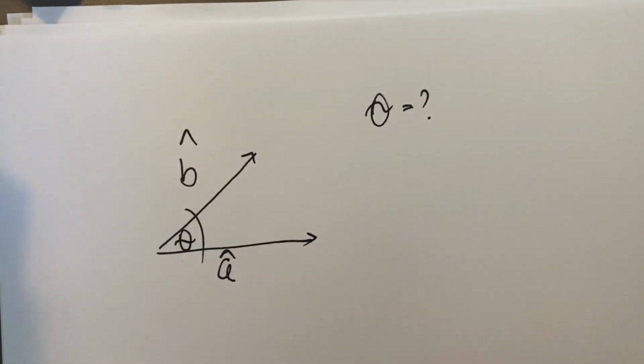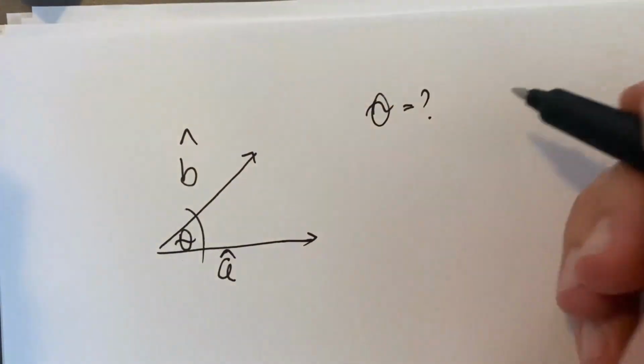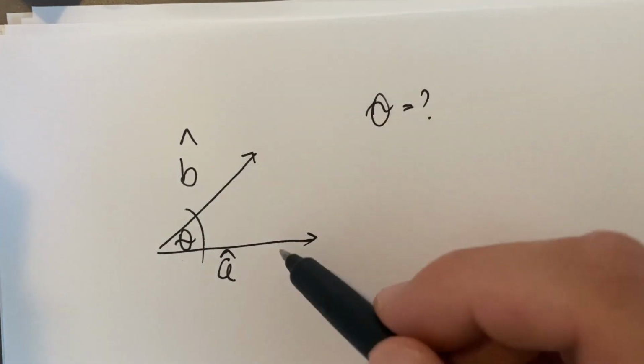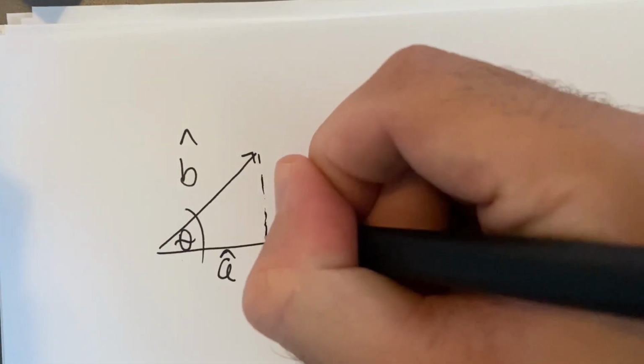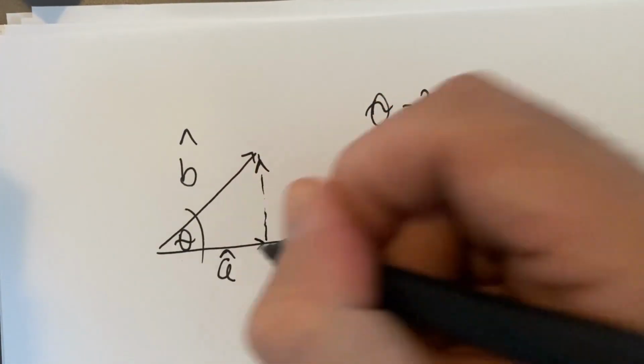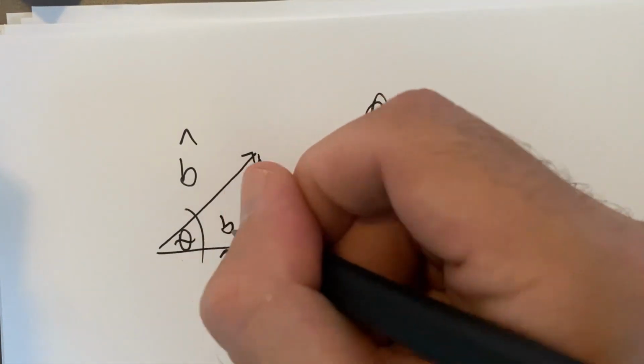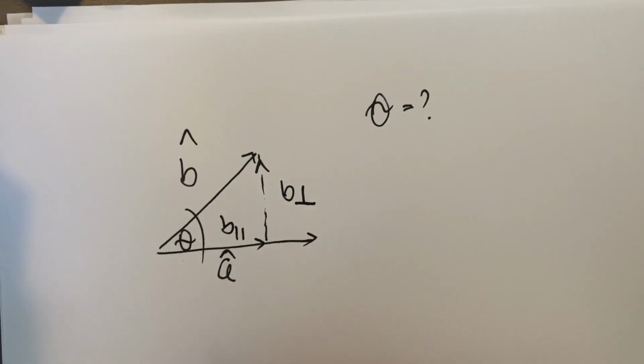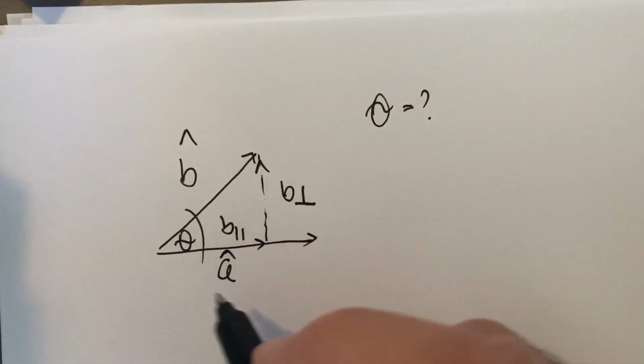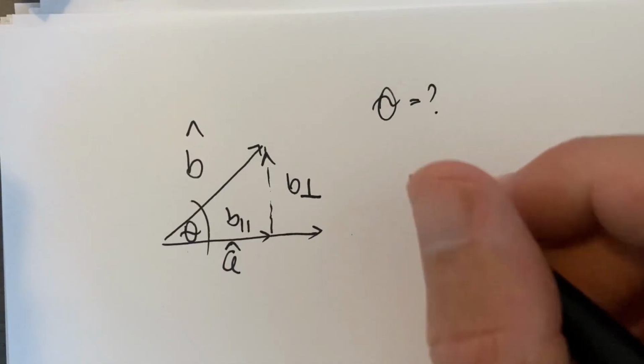Well, it's going to start falling in place right now. So the first thing you want to do, if you're going to do it in the vector algebra way, is break b into two components. You're going to make b perpendicular and b parallel as two different vectors, components of this unit vector b.